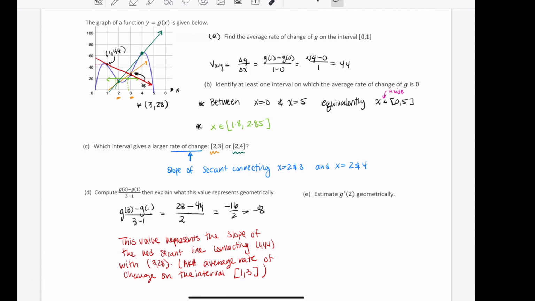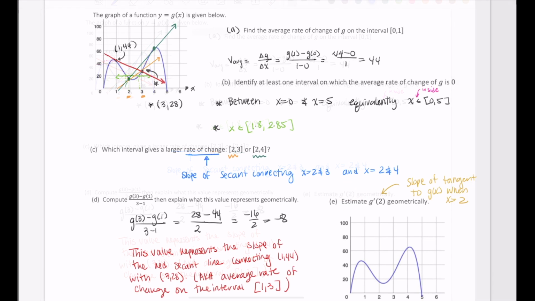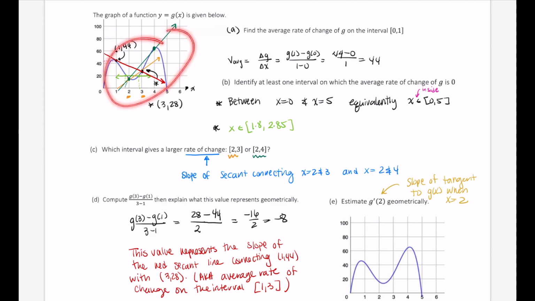Finally, we're going to estimate g prime of 2, that is the slope of the tangent line when x equals 2 geometrically. Now, as you can see, I went ahead and pasted another graph here just because there's a lot going on here. So when x equals 2, here is the point 2, and I would say that's maybe 17, would be my guess for the value of this point.